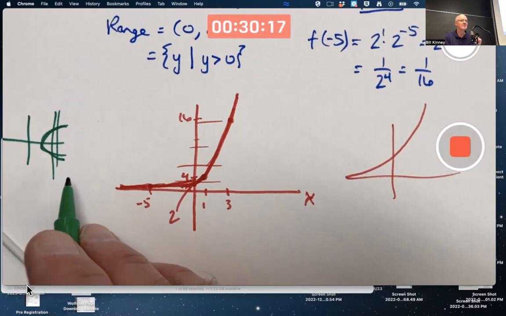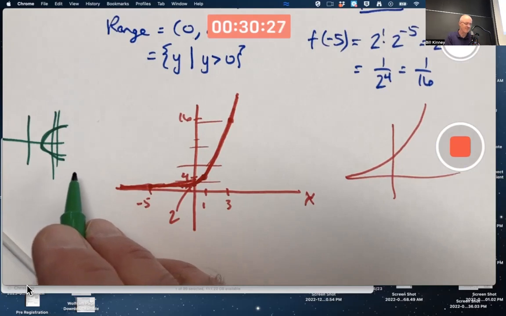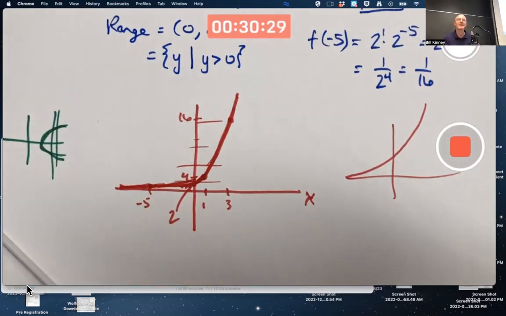Question? A circle would be a relation, not a function. Yeah. I'm coming to that.